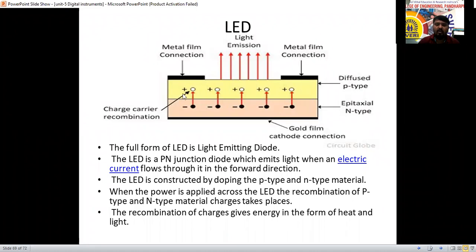Whenever the breakdown occurs, the current will start to flow from anode to cathode. There are 2 terminals. Whenever this diode is conducting, it is going to emit light. For that reason, the diode name came as light emitting diode. It emits light, so light emission is there. So the name came, LED, the light emitting diode.